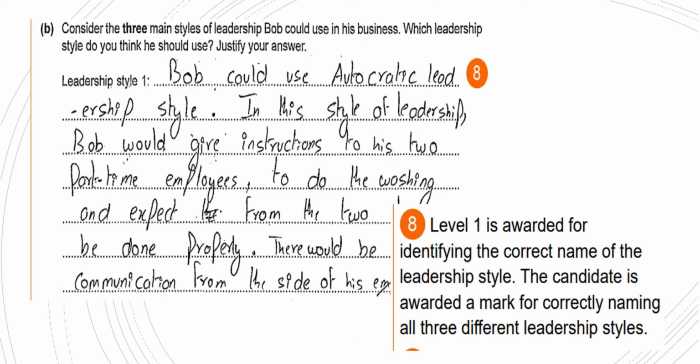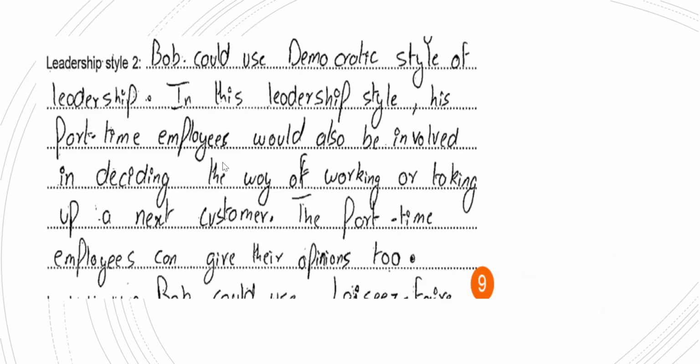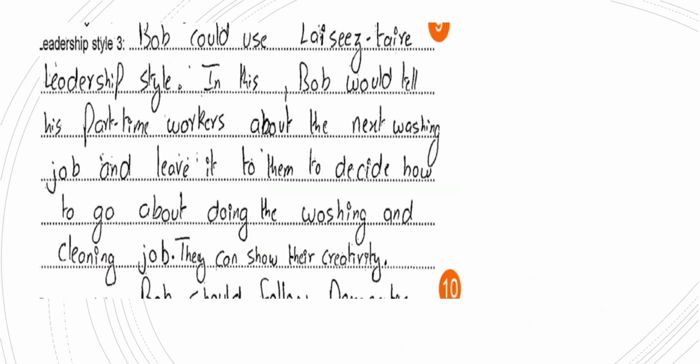Why is that a good thing? If you have given a description too, then along with it say how that is a good thing for a business, or why that might not be the best thing to use in this particular case situation. Now, the third is Bob could use laissez-faire leadership style. In this, Bob would tell his part-time workers about the next washing job and leave it to them to decide how to go about doing the washing and cleaning job. They can show their creativity.